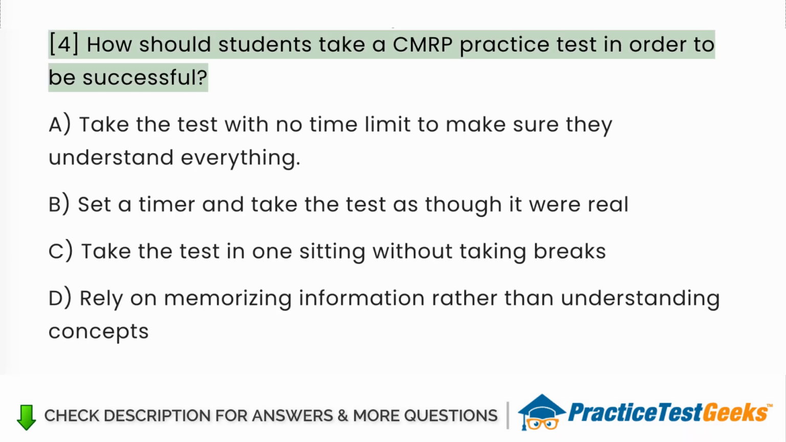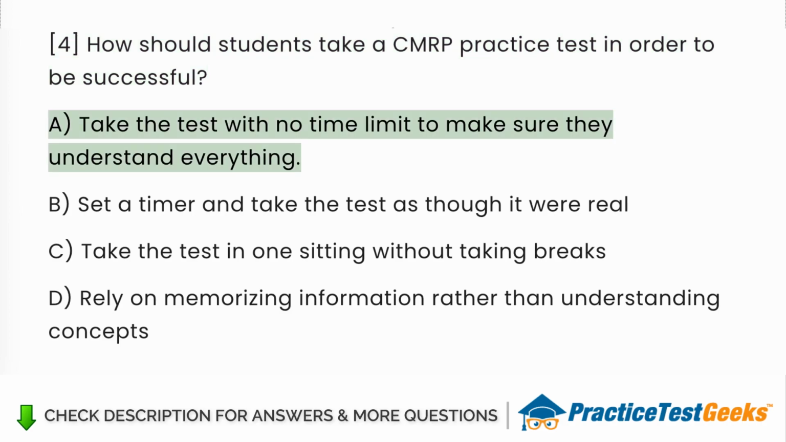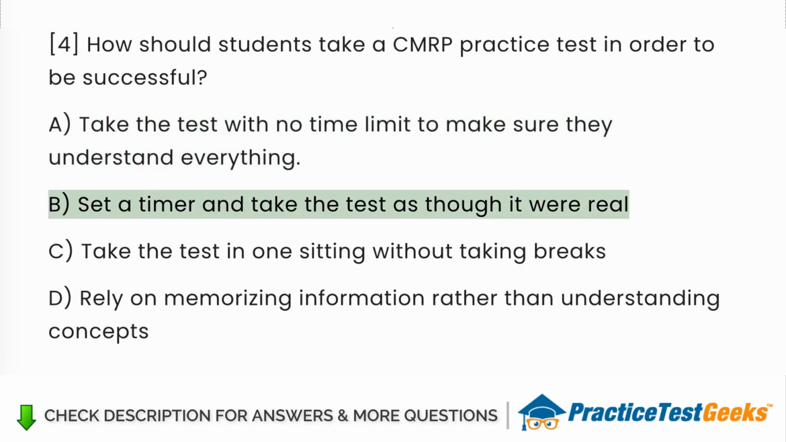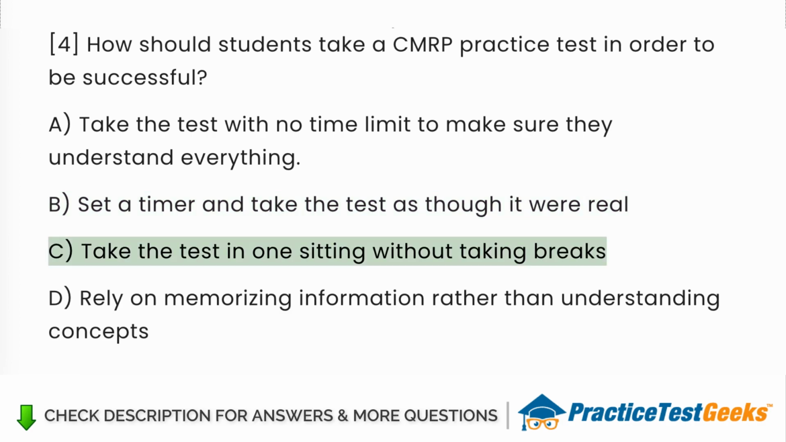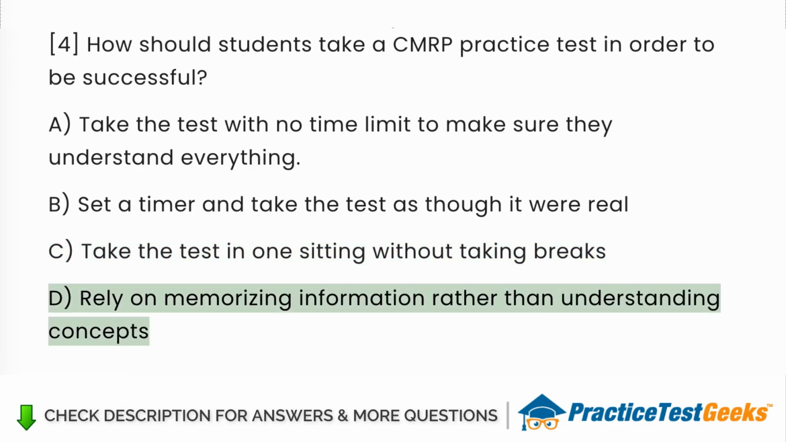How should students take a CMRP practice test in order to be successful? A. Take the test with no time limit to make sure they understand everything. B. Set a timer and take the test as though it were real. C. Take the test in one sitting without taking breaks. D. Rely on memorizing information rather than understanding concepts.